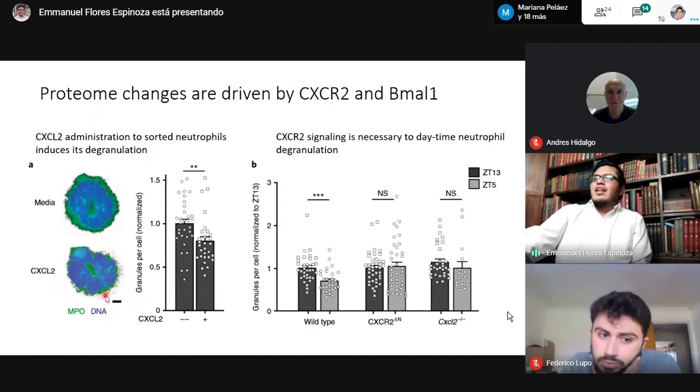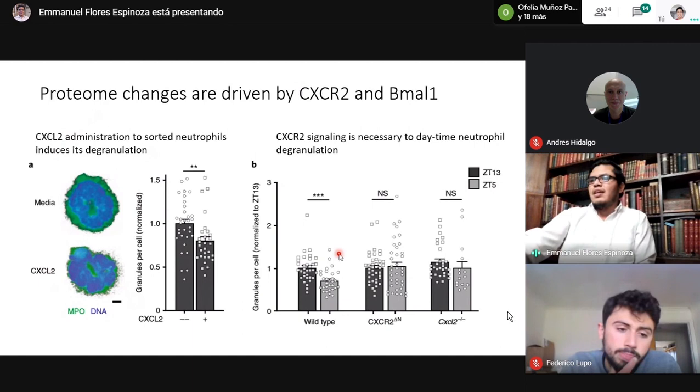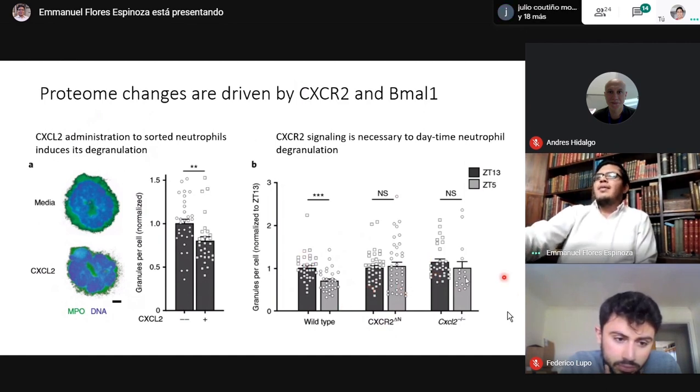And they saw the same not only in the wild type mice, but they also analyzed what happens if you remove the components of the CXCR2 signaling. If you don't have the receptor, these changes in the degranulation are not seen, and also if there is no CXCL2 present in the mice.